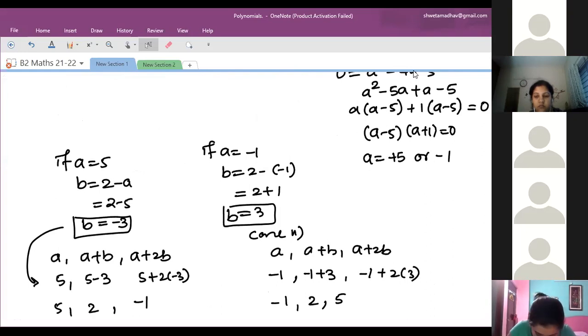Ma'am, so in the exam we have to consider two cases. Yes, both the cases you have to consider. If A has two values, then there will be two cases. Ma'am, but eventually the zeros are same. Yeah, eventually same, but we need to show that.